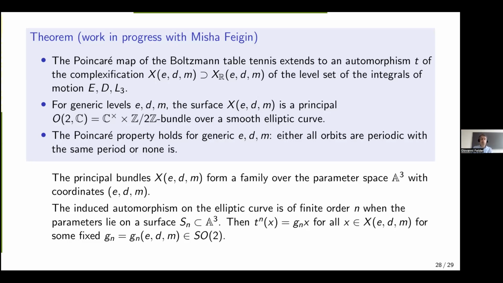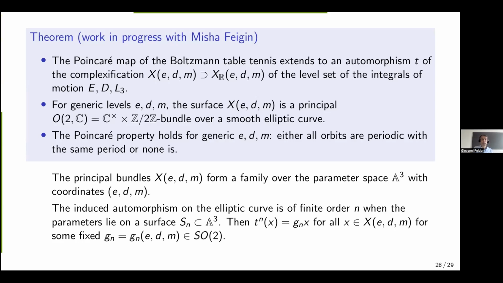So the induced automorphism is of finite order n. What does it mean? It means that if the parameters are on the surface Sn and you start, then you will jump around and come back to the same point up to an SO2 rotation. And now you have an additional condition if you want a periodic orbit, that this rotation is actually the identity.